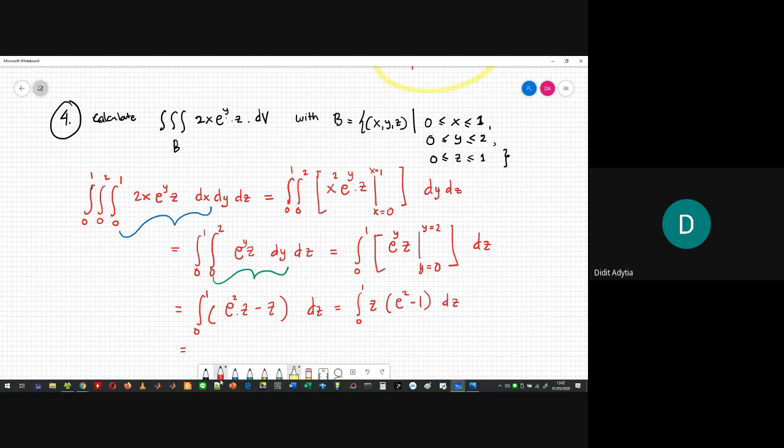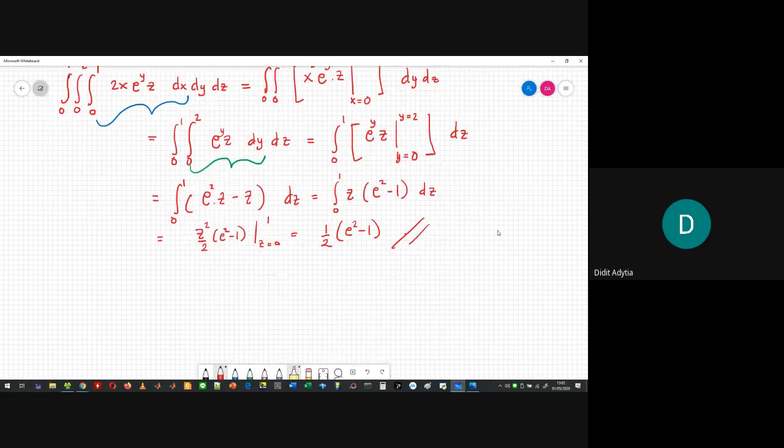Okay, and then I integrate with respect to z. This is z squared over 2 times e to the power of 2 minus 1, and then z is from 0 until 1. Okay, and then we have 1 over 2 times e to the power of 2 minus 1. So finish. Okay, this one is the result.